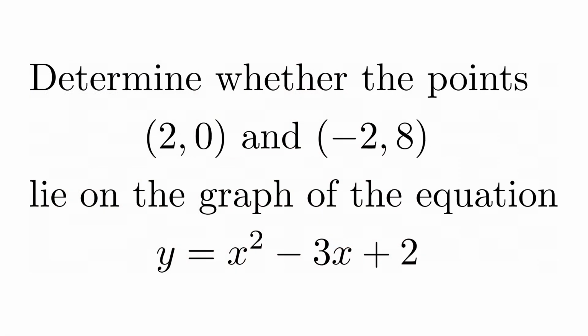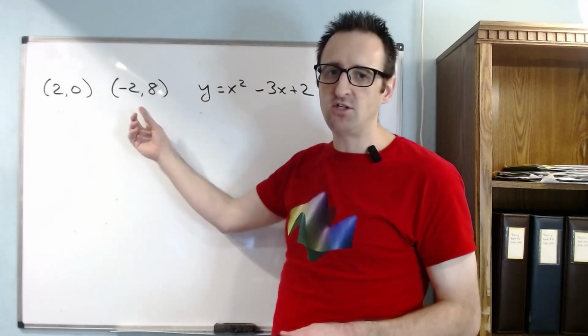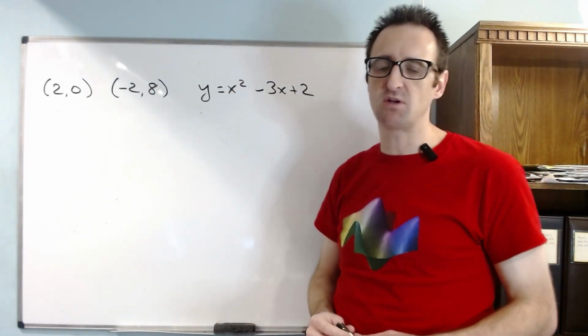Today we're going to solve some problems from our college algebra course on basic functions and their graphs. The first problem is to determine whether the points (2, 0) and (-2, 8) are on the graph of the equation y equals x squared minus 3x plus 2. So we're asked to find out whether the points (2, 0) and (-2, 8) lie on the graph of the curve y equals x squared minus 3x plus 2.